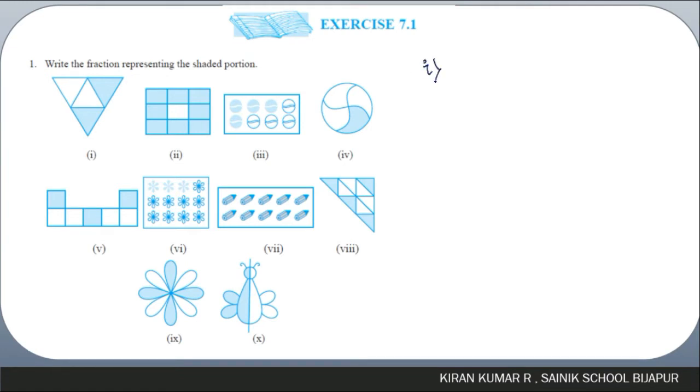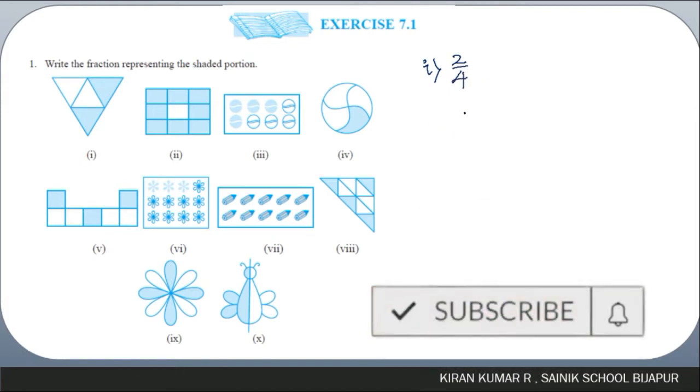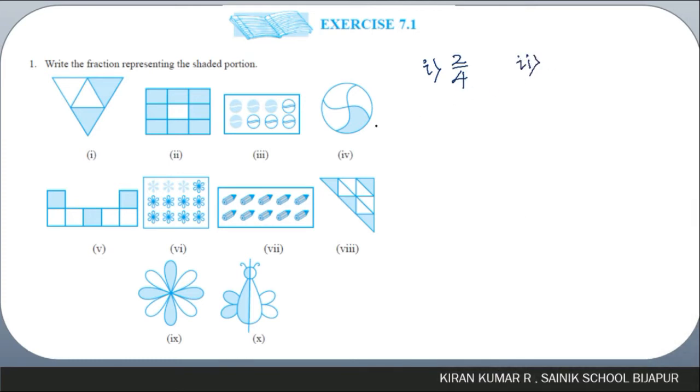In the first one, we have two shaded portions among the four parts. So the fraction representing this particular shaded portion will be 2 upon 4. In the second one, you observe there are totally 9 parts, out of which 8 parts have been shaded. So 8 by 9 is the answer.